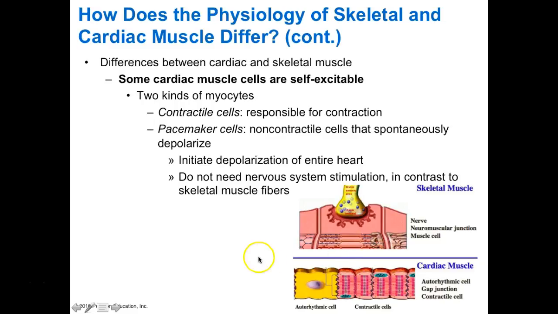And then what's different about cardiac muscles, we have our pacemaker cells. These pacemaker cells are also called autorhythmic cells, and these are non-contractile cells. And what's special about them is that they spontaneously depolarize. So they don't really need nerve innervation. They're almost like self-stimulating, and they send a signal to our cardiac muscle to contract.